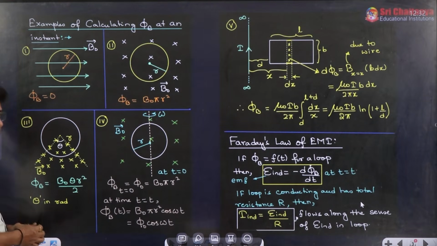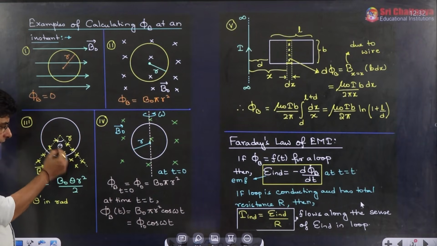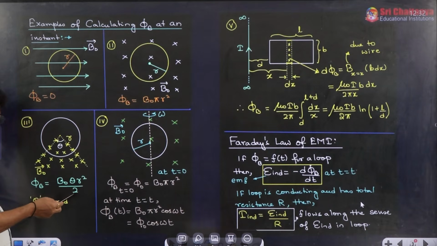Next, again we have a transverse field perpendicular to the plane of the ring, but the entire area of the ring is not lying inside, only a sector area is lying, which makes an angle theta. What is the area of a sector? Theta r square by 2, where theta should be in radians. So flux here will be field into area.